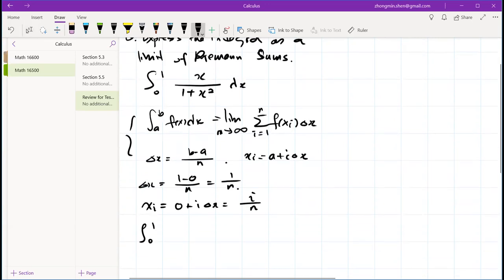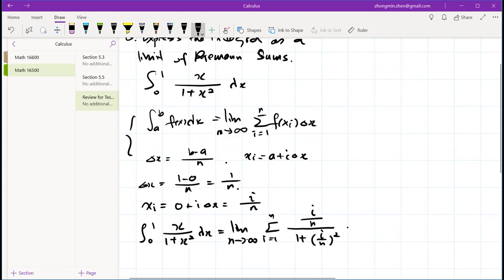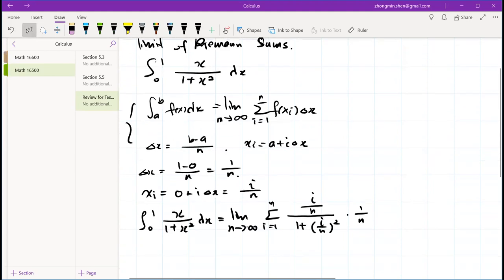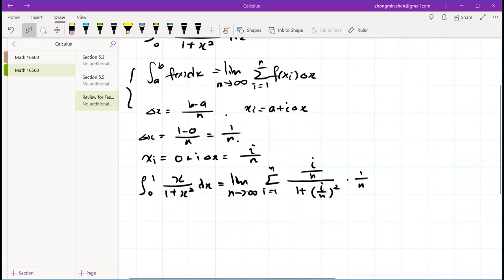So the integral from 0 to 1, x over 1 plus x squared dx is going to be the limit as n approaches infinity of the sum of, what is x? xi, right? It's i over n over 1 plus (i over n) squared, and delta x is 1 over n. So that's it. This is the answer. You don't even need to simplify, and that's it.